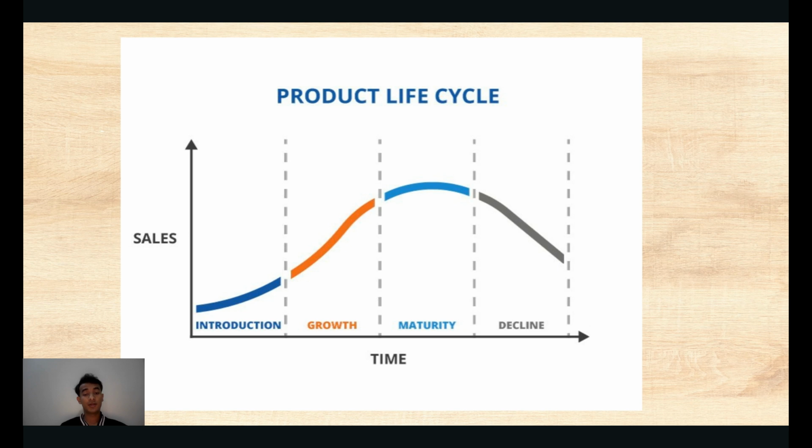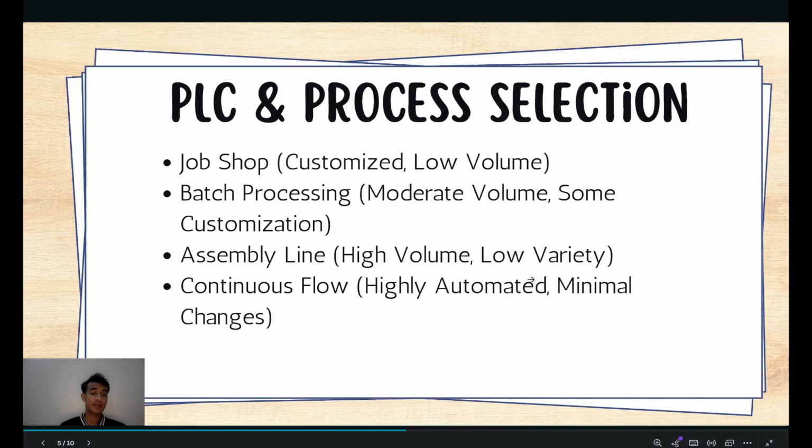So in the maturity period we will see our sales at peak, and because our product is doing very good in the market, people will have a lot of competition. We will need to deal with a lot of competition. So after the competition, our product sales will go down, and that is the decline period. That's how it goes.